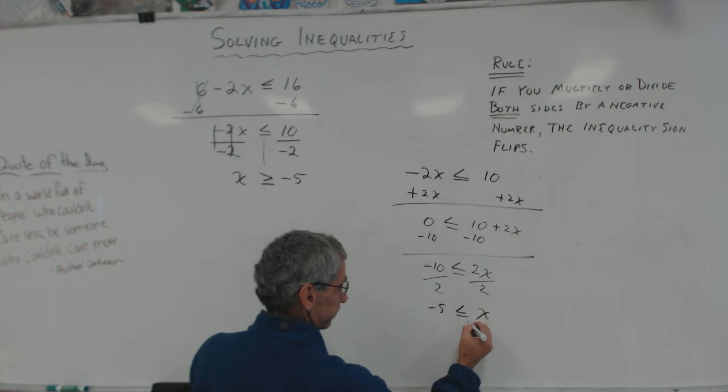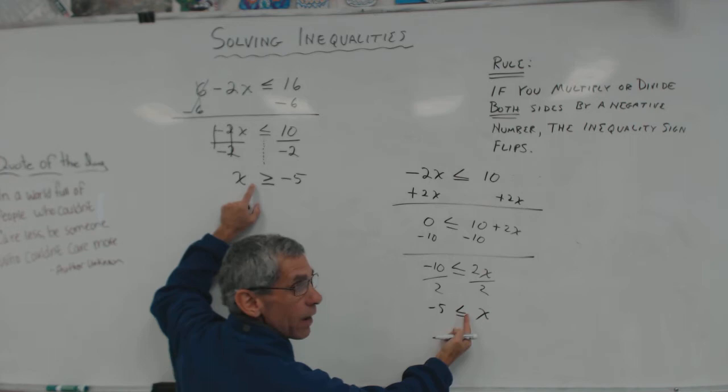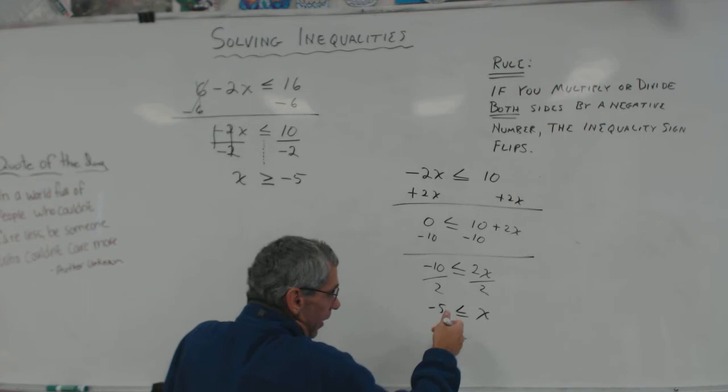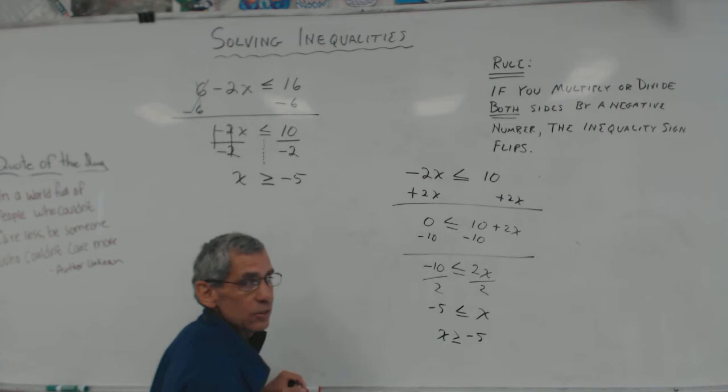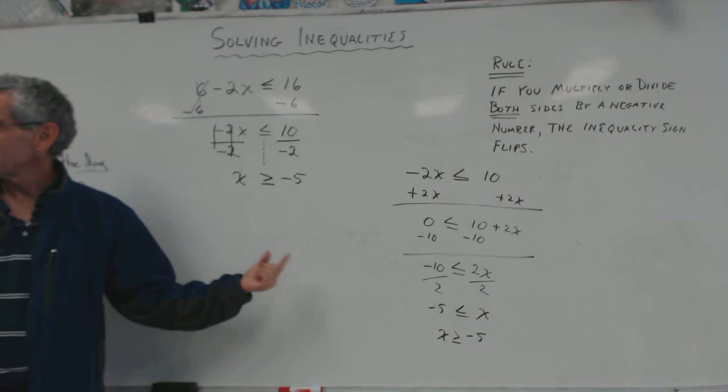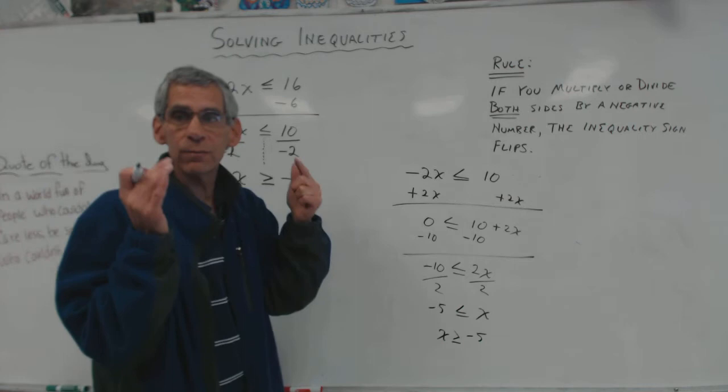Notice how the big mouth is facing the x. These say the same thing. I prefer to rewrite this now, though, with the x here, the big mouth towards the x, and then negative 5, because it's easier to read, right? There's another reason for putting the x on the left. But this is the same thing. Had I not switched the sign, I wouldn't have had the same answer. I would have had a different answer. Does that make sense? So the key is you have to be thinking about that every time.